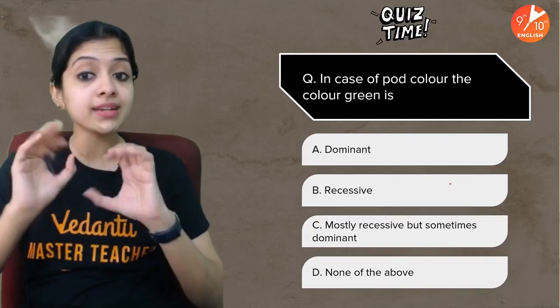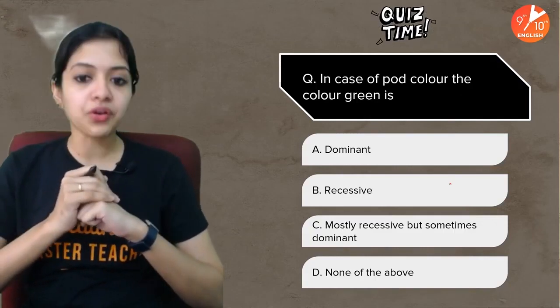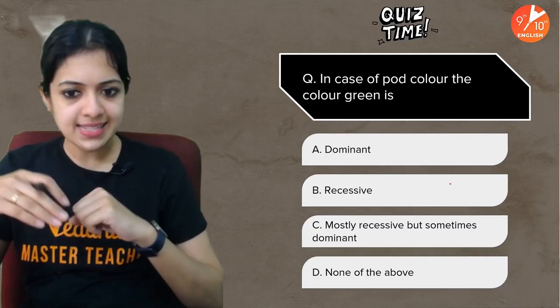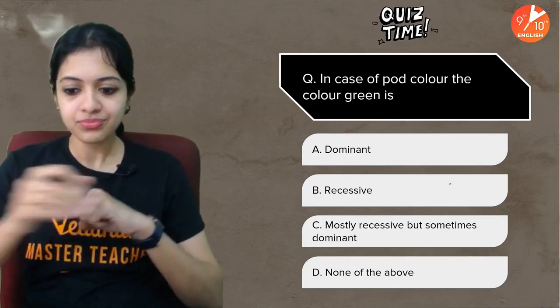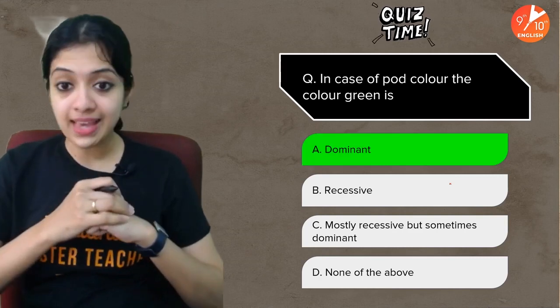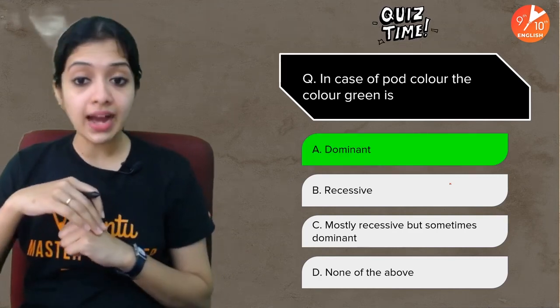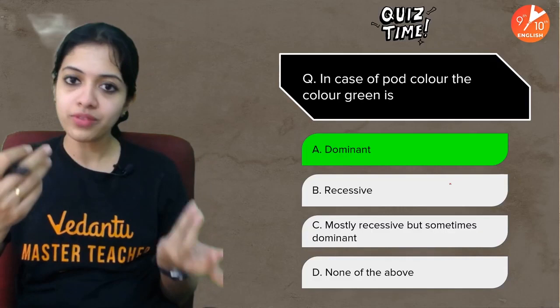In case of pod color, seed pods, the color green is dominant, recessive, mostly recessive but sometimes dominant, or none of these? Your time is up. The answer is dominant. Pod color, green is dominant over yellow.